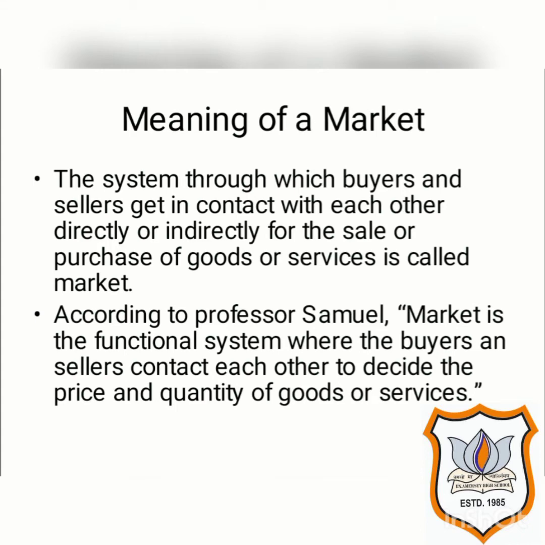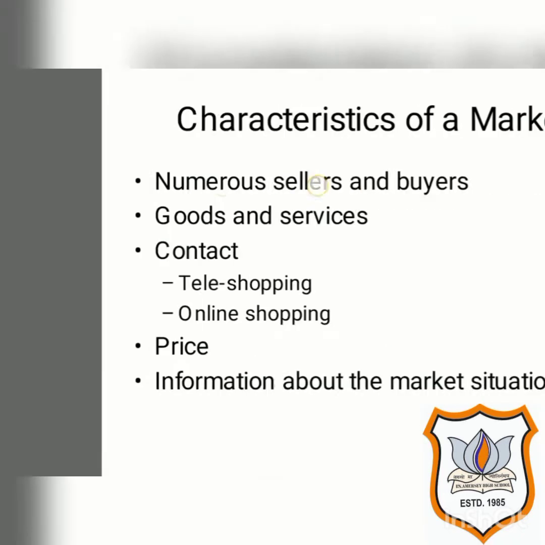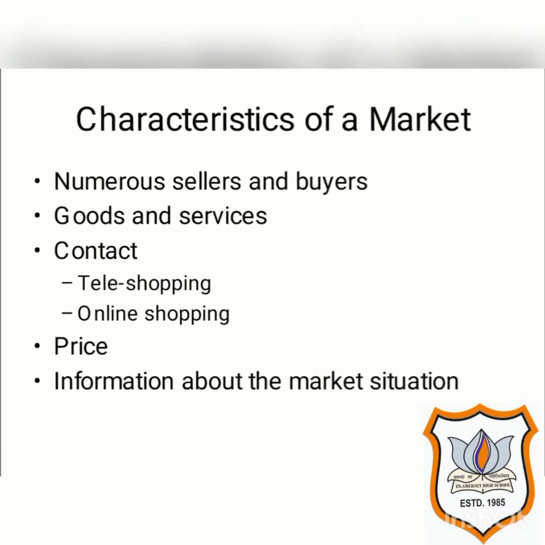Similarly, according to Professor Samuel, market is the functional system where the buyers and sellers contact each other to decide the price and the quantity of goods or services. That means, according to Professor Samuel also, market is a system where buyers and sellers contact each other. Now, they contact each other so as to decide at what price and in how much quantity they are going to buy goods or services. Now, based on this, let us discuss a few characteristics of market.